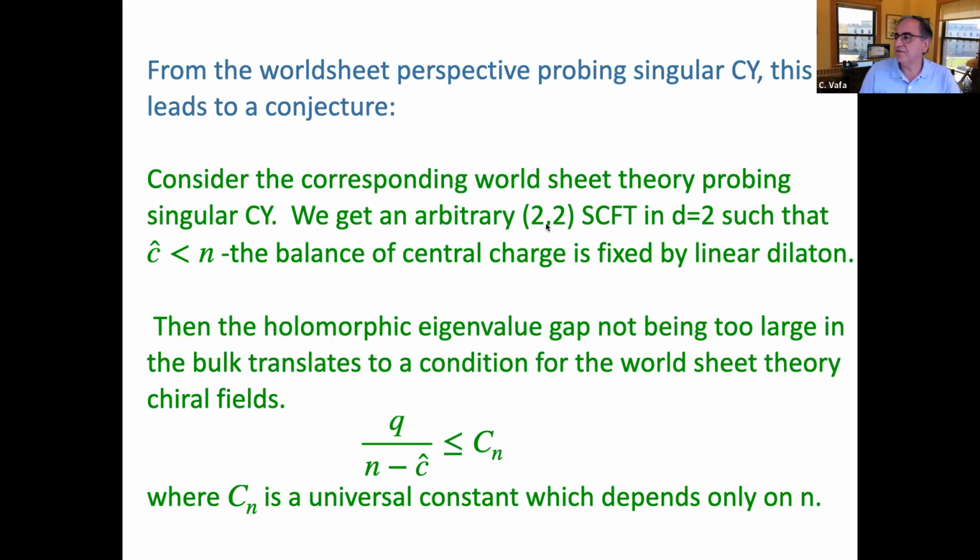Then the holomorphic eigenvalue gap not being too large in the bulk translates to a condition for the worldsheet theory of the chiral fields of this (2,2) superconformal field theory, which says the following: if you consider the conformal field theory, there are chiral operators whose charge Q also goes to 0 as c hat approaches n. That is, if you try to approach c hat towards n, these charges also approach 0, so that the dimensions cannot be pushed far enough up. In other words, Q over n minus c hat gives you the mass of the corresponding bulk operator. For this to be bounded means that there is some operator for which this has a universal upper bound Cn, where Cn only depends on n and nothing else. This might sound surprising, but it's true in all the examples we know.